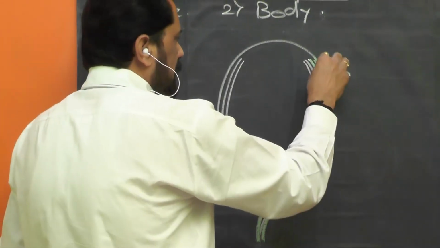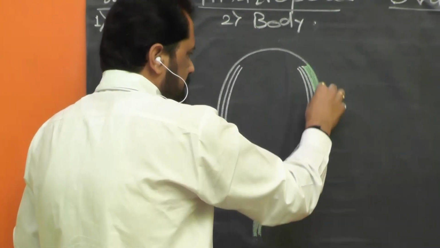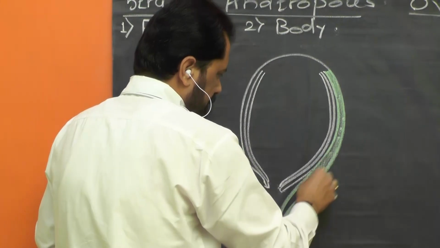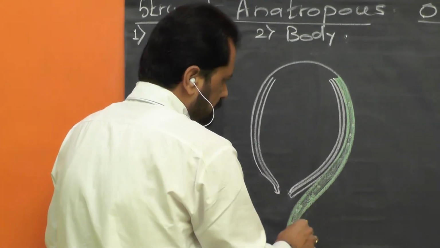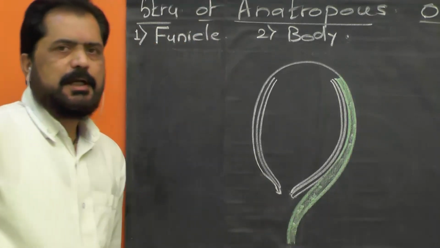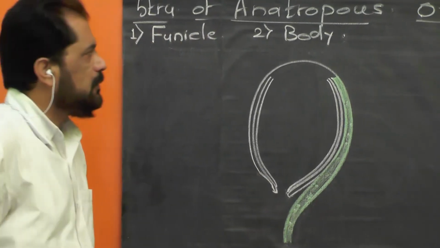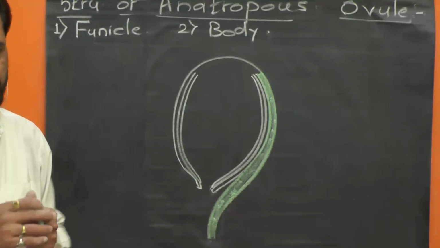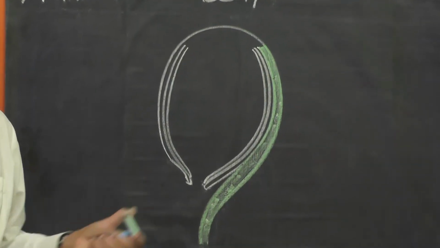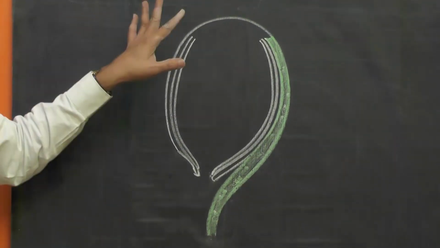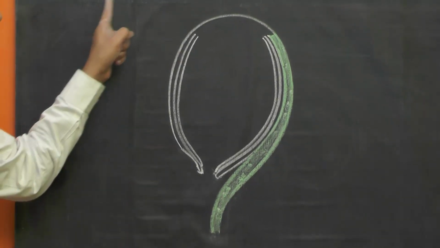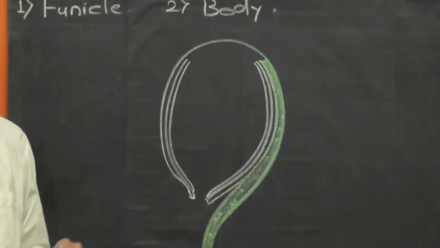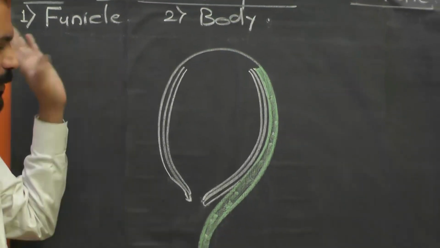I am going to use the colors for your proper understanding. Here I have drawn the outline of anatropous ovule. As I said just now, anatropous ovule consists of two main parts such as funicle and body. First of all, let us talk about the funicle.